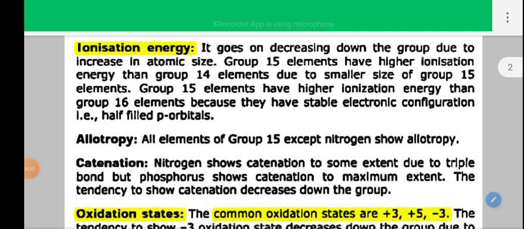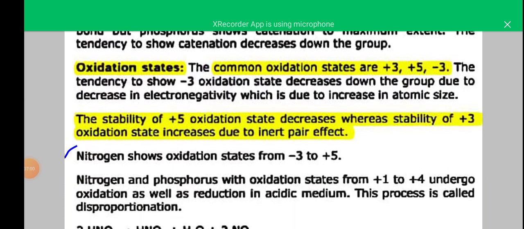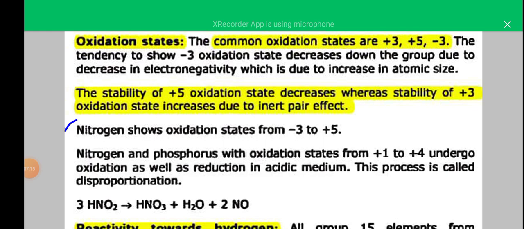Group 15 elements have higher ionization energy than group 16 elements because they have a stable electronic configuration, that is, half-filled electronic configuration. Now, oxidation state. The common oxidation states of group 15 elements are +3, +5 and -3. The tendency to show -3 oxidation state decreases down the group due to decrease in electronegativity, which is due to increase in atomic size.